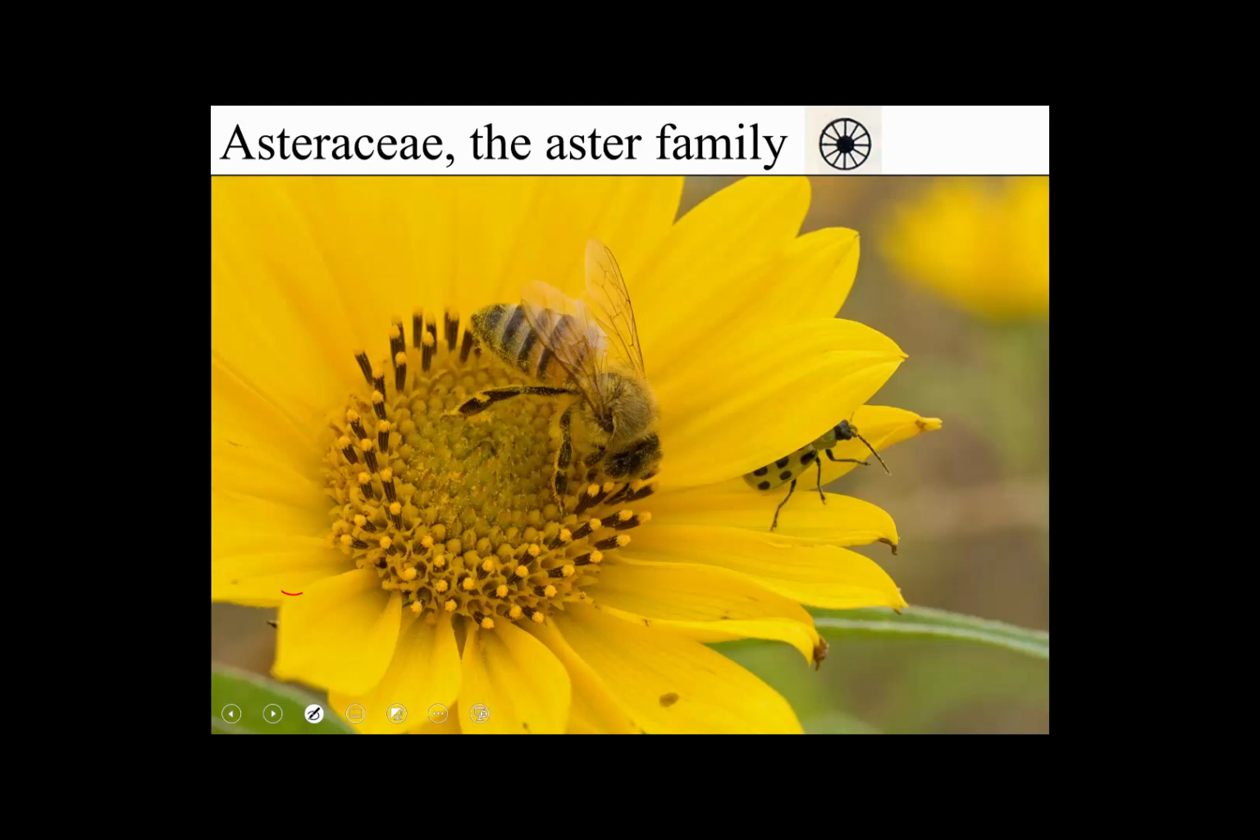And the basic story is that what looks like an individual flower, what looks like a blossom, is a whole bunch of them packed together into an inflorescence that's called a capitulum. And the flowers are kind of modified. Let's look and see how.